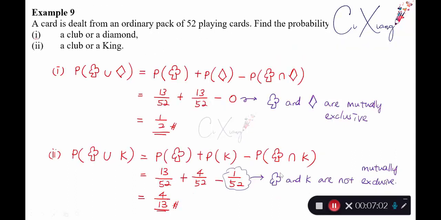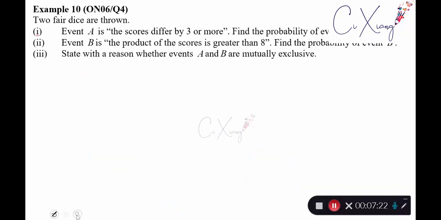Therefore, in short, if you want to answer any question and you want to use the addition rule, but you are not so sure whether they are mutually exclusive or not, my suggestion is no need to worry about it. You can straight away apply the addition rule. Okay, then let's continue to example 10.